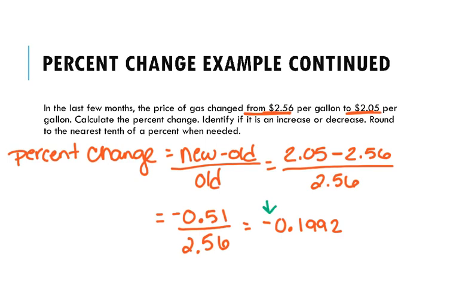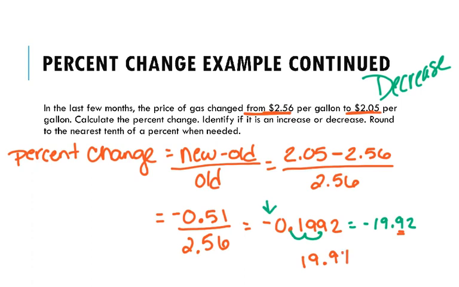Automatically with the negative, it should tell you if it's going to be increase or decrease. Well, negative tells me going down, so that means decrease. So I'm just going to write that up at the top for myself. Now I need to convert to a percentage, so move it 2 spaces, so 1, 2. So now this becomes negative 19.92. Again, you have to round to the nearest tenth, so changing that 9 if need be, and I don't. So this is just 19.9%, and it's going to be a decrease.